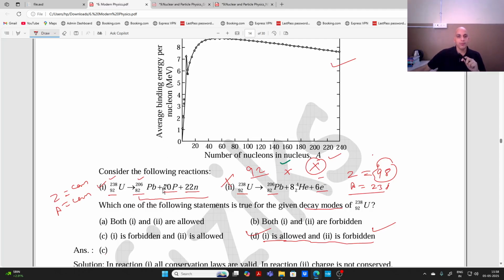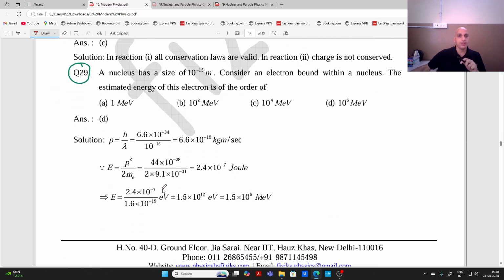So now I am going to the next question. The question is, a nucleus has a size of the order of 10 raised to power minus 15 meter. Consider an electron bound with the nucleus. The estimated energy of this electron is of the order of. We know very well that the size of the nucleus is of this order, and the electron is bound with the nucleus, and we have to estimate the energy.